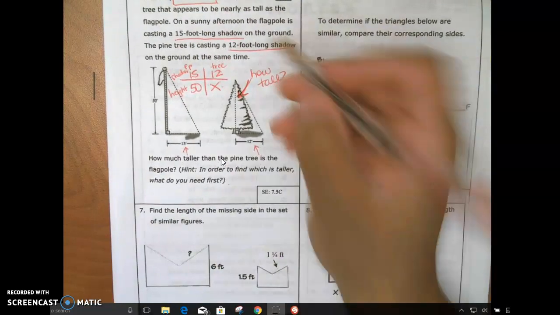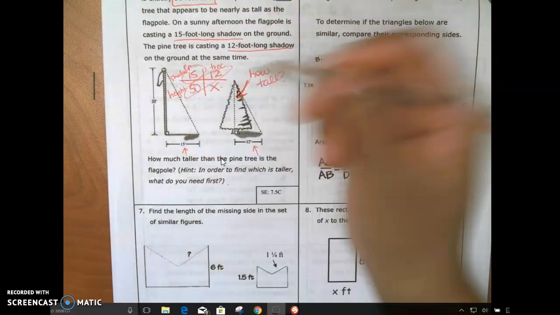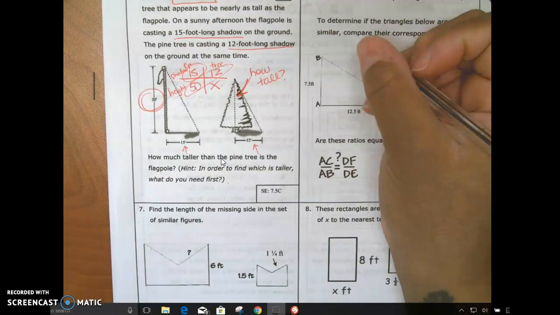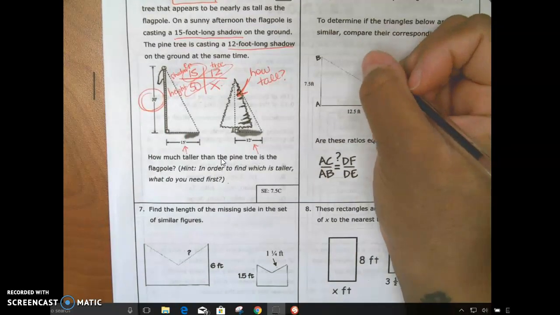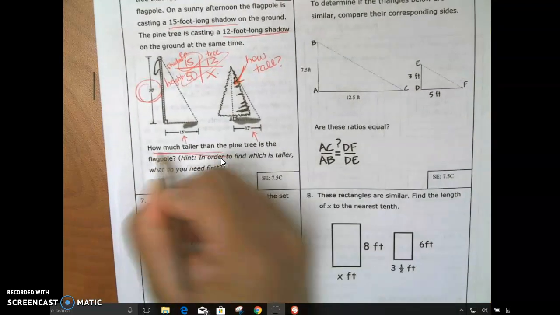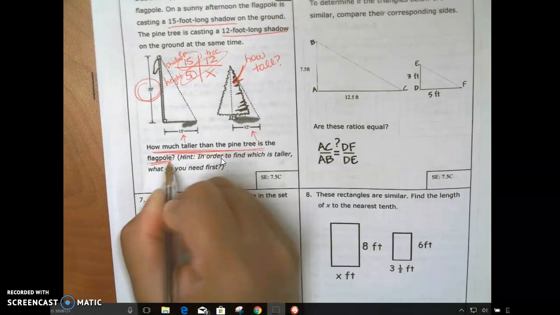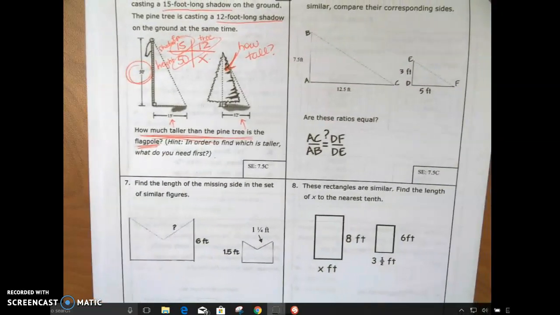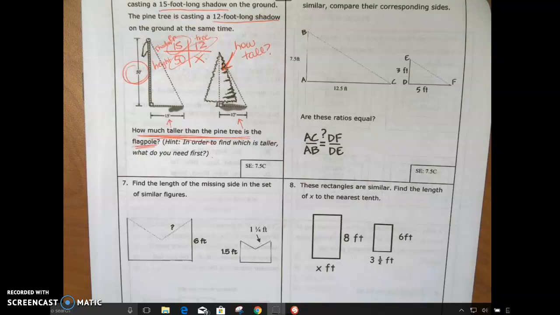Okay? Cross multiply, then divide. But then I have to do what with 50? What is the question asking? How much taller than the pine tree is the flagpole? So I've got to subtract whatever number I get.